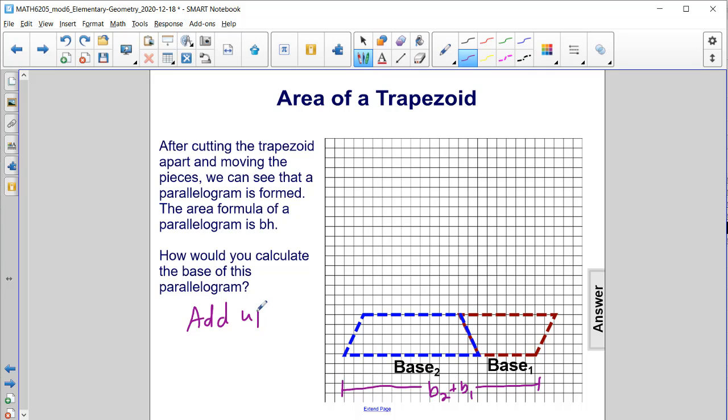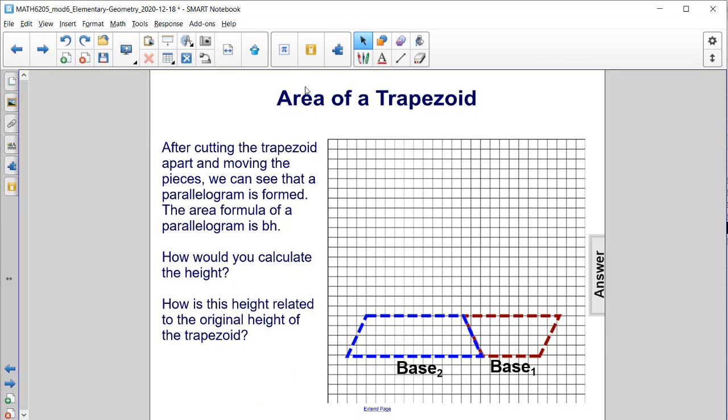So add up the two bases, or base 2 plus base 1. It could also be written as base 1 plus base 2, because if you'll recall with addition, the order in which you add does not matter. What we found was that the bases, if you add them up, base 2 plus base 1, you get the base of the parallelogram. Now, how would we calculate the height?